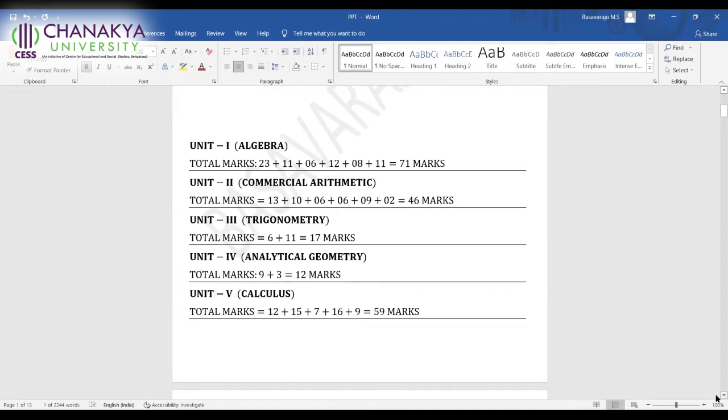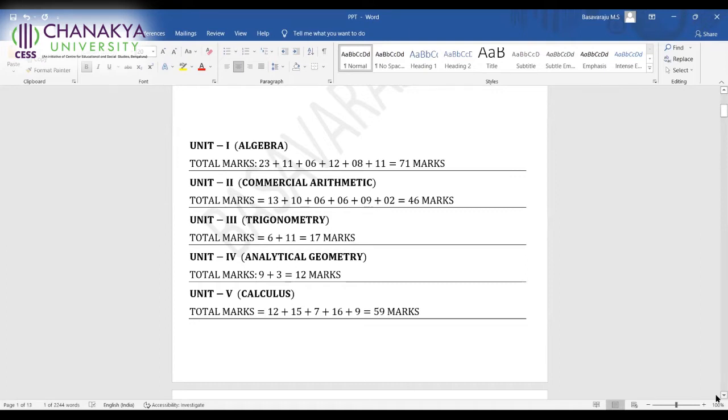So in part A, that is the algebra section, if you are thorough with only the algebra part, you are able to score 71 marks. Can anyone tell me what chapters the algebra part consists of? Algebra consists of the chapters: matrices and determinants, permutation and combinations, probability, partial fractions, binomial theorem, and mathematical logic. These are the 6 chapters. If you practice only these 6 chapters, you can score 71 marks. Like that, in commercial arithmetic, you will again have 6 more chapters. If you cover all of those, you can score 46 marks.